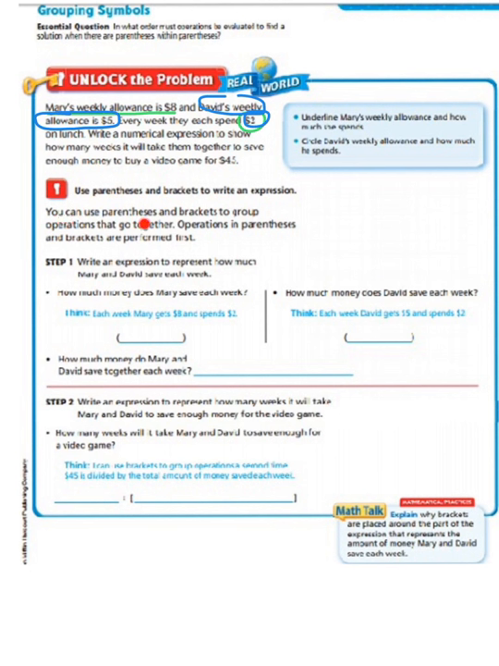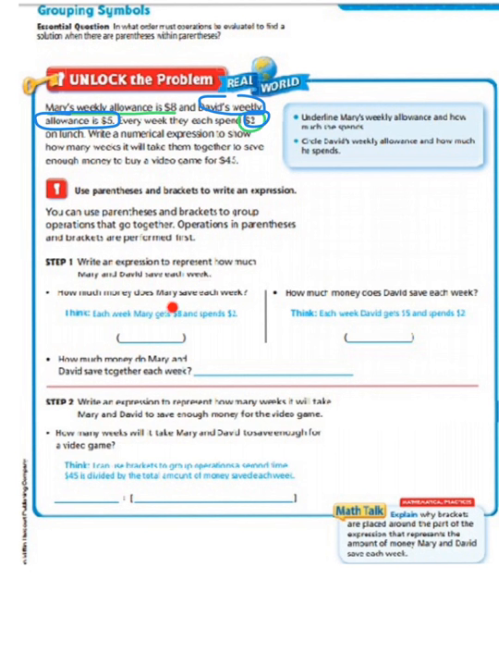So we're going to begin by using parentheses and brackets to write an expression. You can use parentheses and brackets to group operations that go together. Operations in parentheses and brackets are performed first because, remember, of order of operations: Please Excuse My Dear Aunt Sally. So you would use parentheses and brackets to go first. Alright, so step 1 says to write an expression to represent how much Mary and David save each week.